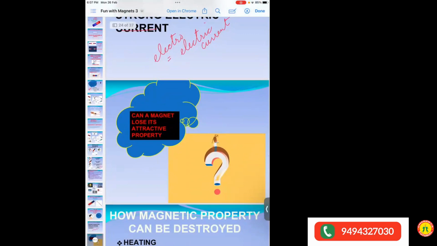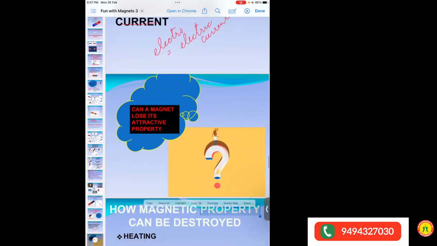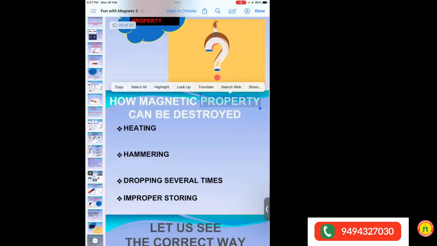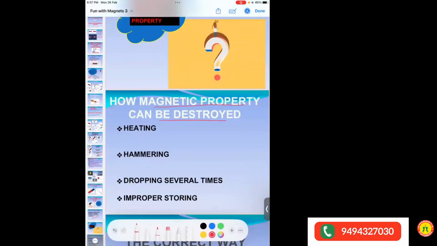So, can a magnet lose its attractive property? Yes, it can actually. It can be destroyed. So how can the magnetic property be destroyed?